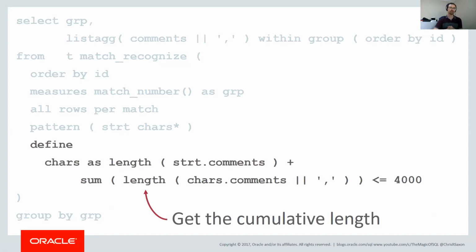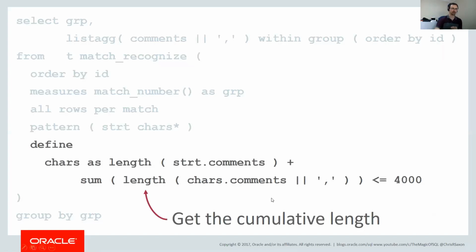So what we need to do is sum up all the rows, keep concatenating the strings together until we hit 4,000 bytes. And when you have sum in your define clause like this, that's exactly what it's doing. It's getting the cumulative total. So it keeps joining everything together, or if it's numbers, getting the running total so far.